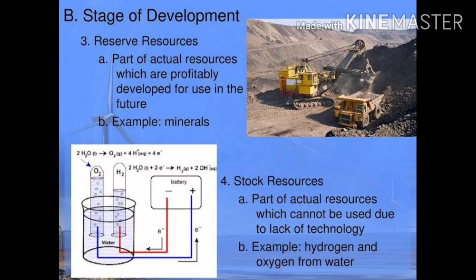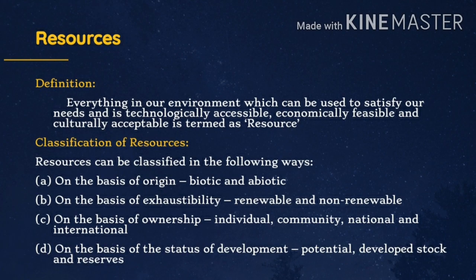The next and the last one is reserve. Reserve is nothing but we are storing something. So reserve is a subset of stock. Here we know the technology to use these reserves, but we are not using it at present. We are keeping this for our future generation requirements. So these are the major categories or classification of resources based on several factors.